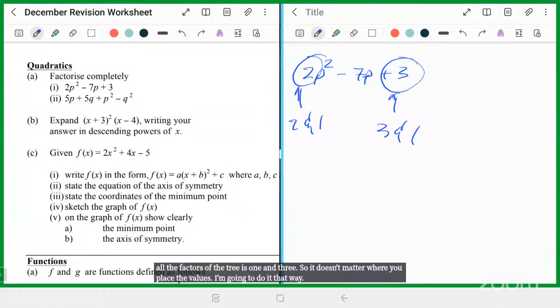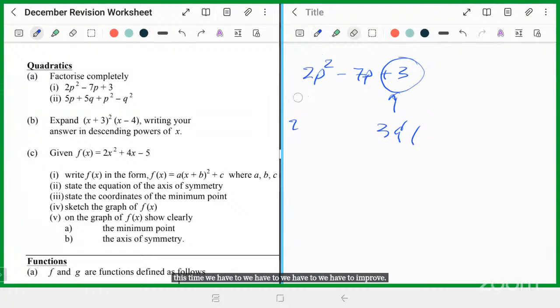We have to improve. So I'm going to write down the factors of this and show you how you can check if it is correct. So I'm going to factorize it quick and fast without going through the process.